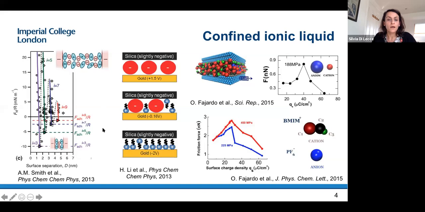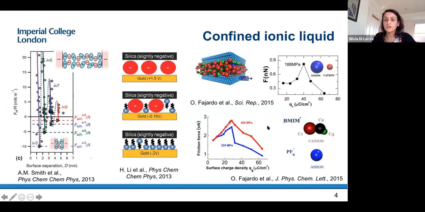Always from experiment, we know also that if we apply a different potential across these two surfaces, we can change the composition of the confined ionic liquid, and then we can also tune friction, the friction force. And this introduces the idea of electrotunable friction. So the response of the lubricant is dependent on the electric field.